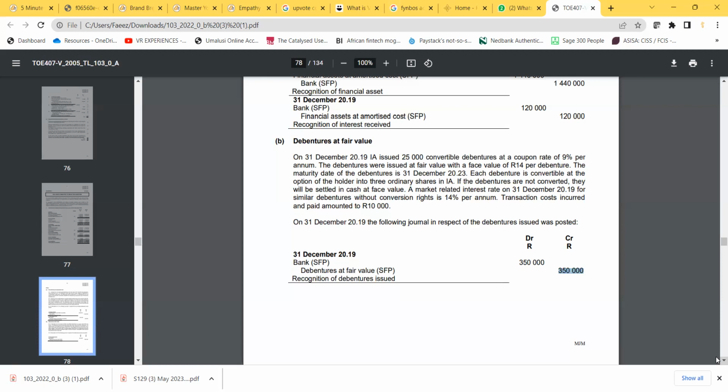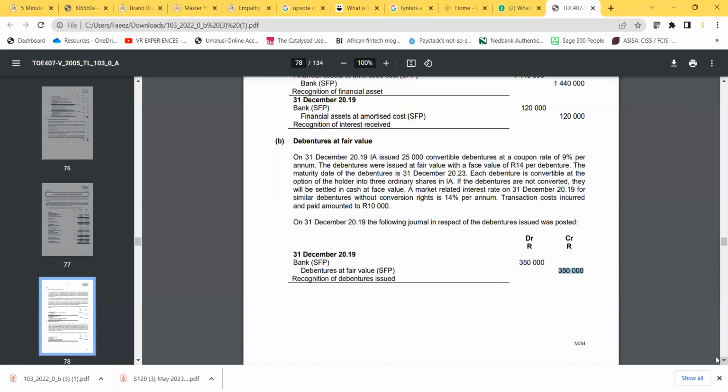Let me say this again. If it is at the option of the holder, you will have a liability and an equity instrument. If it is at the option of the company, it depends whether the company is going to expect to issue equity instruments or not. So just take note of that.